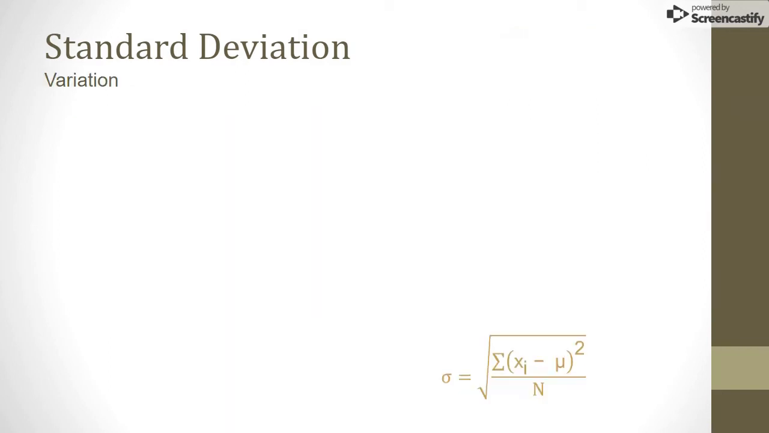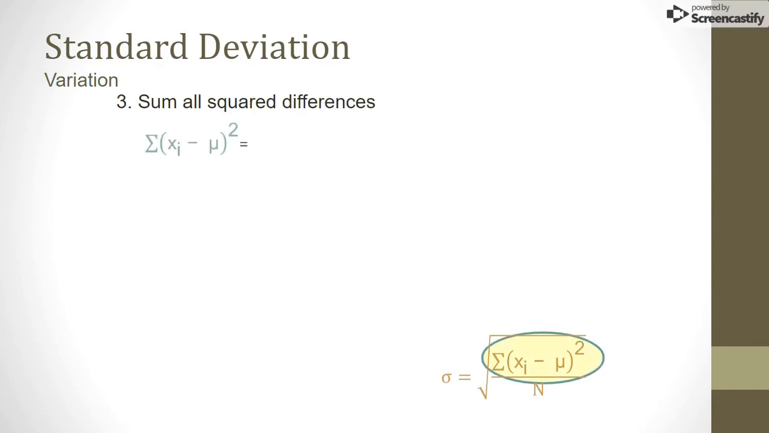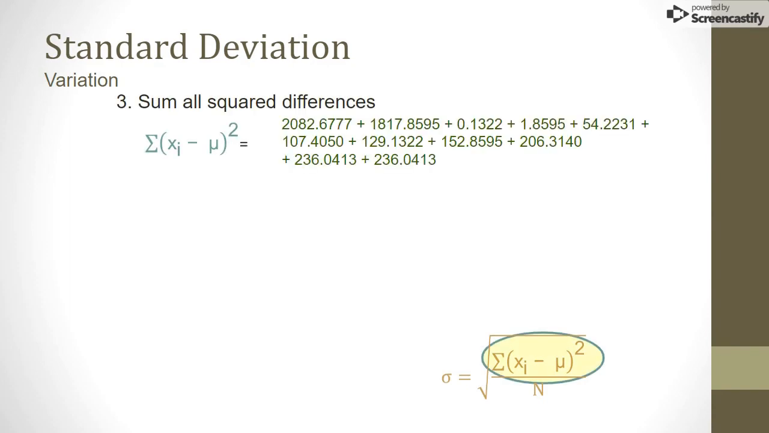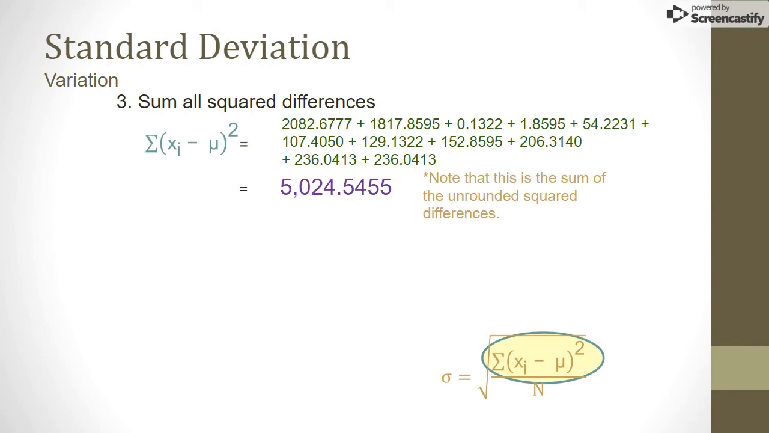Step 3. Sum all the squared differences. In this case, we'll find the sum to be 5,024.5455. Note that the sum shown is calculated using the unrounded values, and so the total is slightly different than the total you would get when adding the rounded numbers. If you use the rounded squared differences, the sum is nearly the same, 5,024.53.